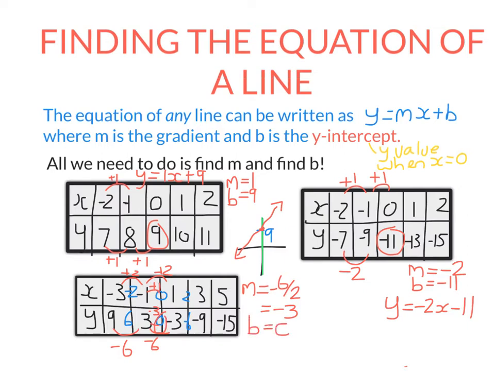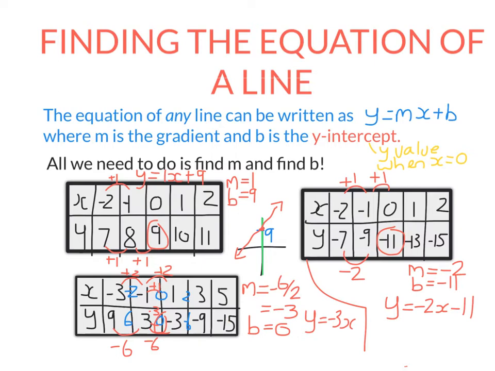So that means the equation of this line will just be y equals minus 3x plus 0. I don't need to write the plus 0 though. So this is saying that each y value is just negative 3 times the x value. Minus 3 times negative 3 gives 9. 3 times negative 3 gives minus 9. 5 times negative 3 gives minus 15, and so on.